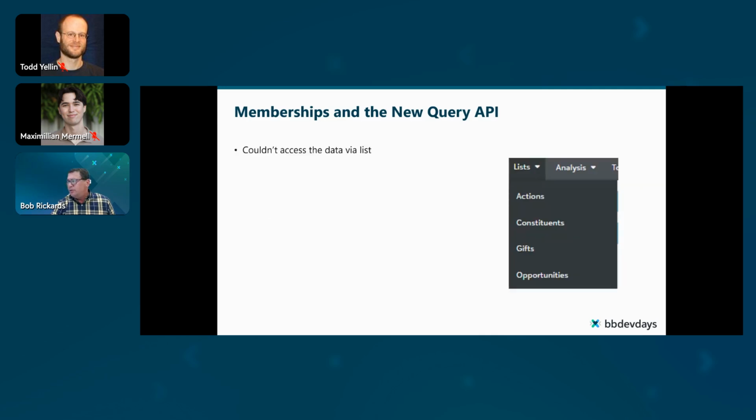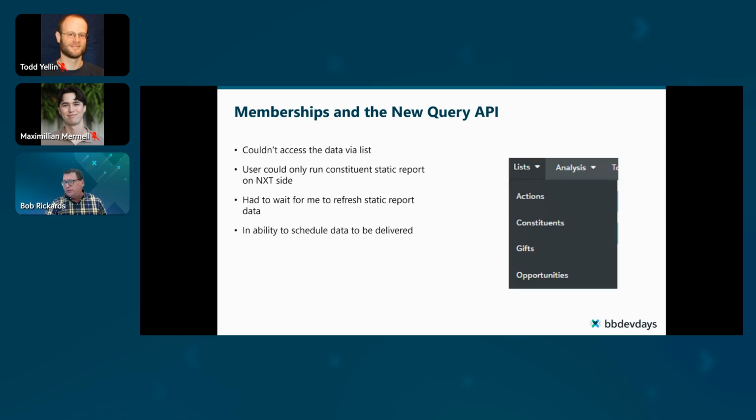The problem is that the users couldn't get to membership through the list. Constituent wasn't tied in. We could only run a constituent list using a static report, which meant I had to stop and update the static report, which took time out of my schedule to do something else. And there was an inability to schedule this in a timely fashion, to be delivered whenever we or they wanted. So we weren't using some of the functionality of the Power tools either.